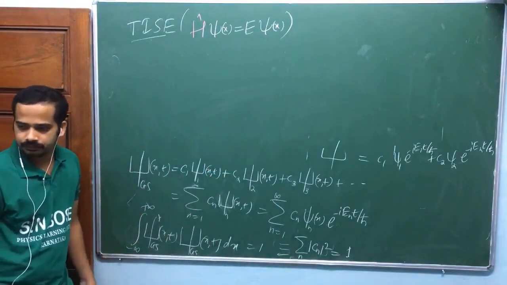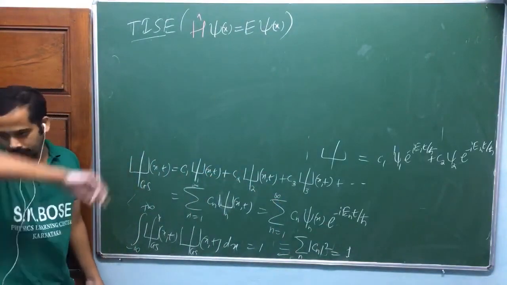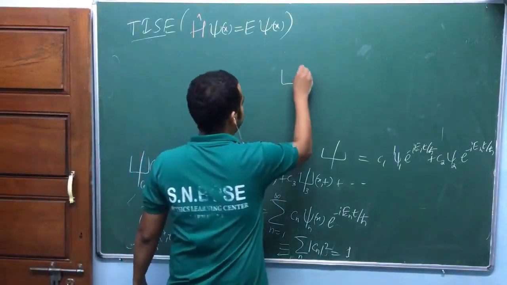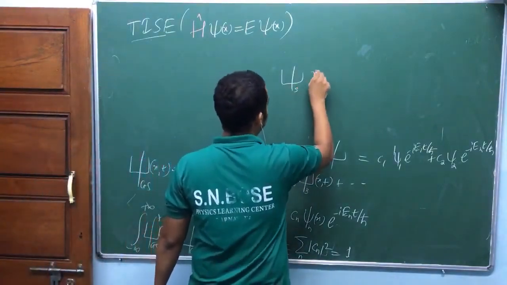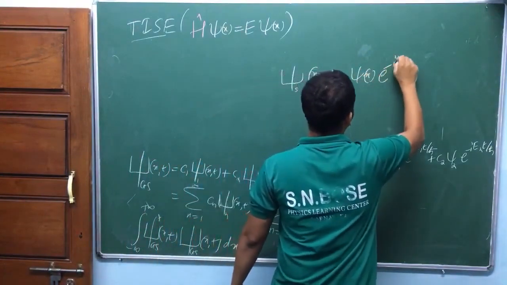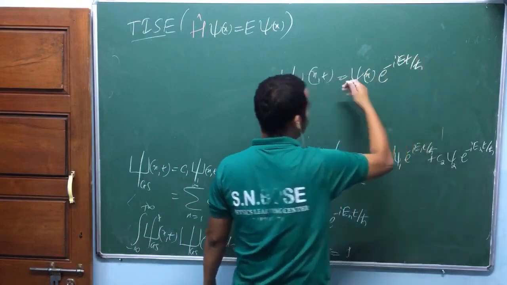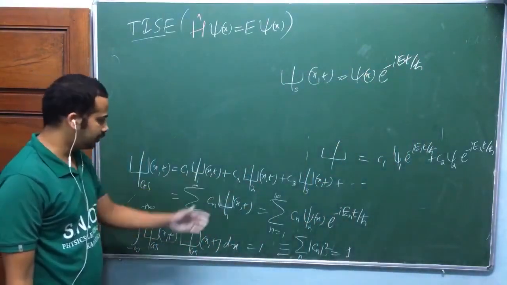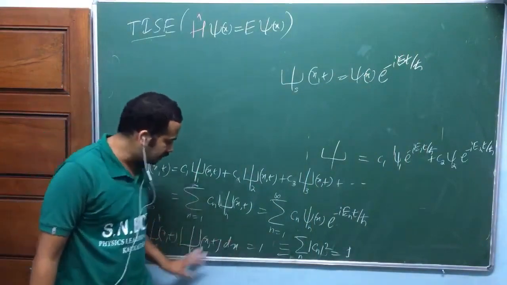But earlier we were saying that a constant times e to the power... Suppose you have a stationary state, psi of x comma t is equal to psi of x into e to the power minus i E t by h bar. If you want to normalize this, you go for that method, okay? But usually, this is equivalent to this one.